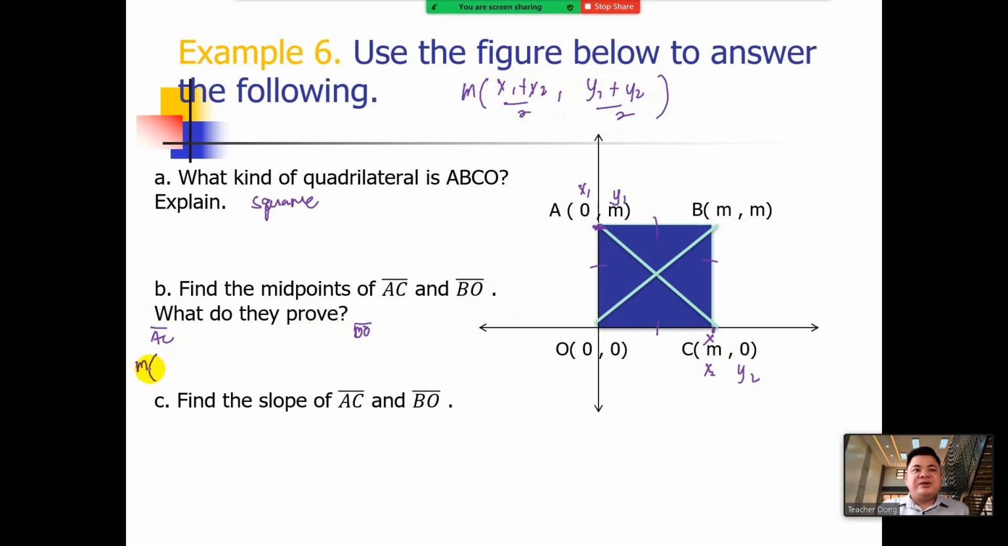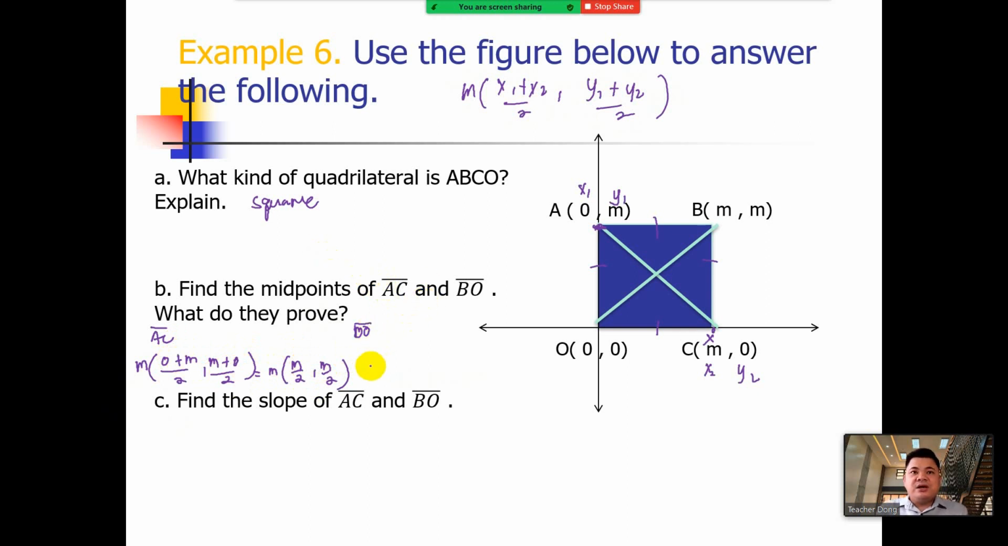So your x sub 1 is 0, and then your x sub 2 is m. Just add, divided by 2. And your y sub 1 is m, plus your y sub 2 is 0 over 2. Then simplify. So we have m over 2, m over 2. So 0 plus m is m, and then m plus 0 is m. Okay? And how about the midpoint of segment BO?